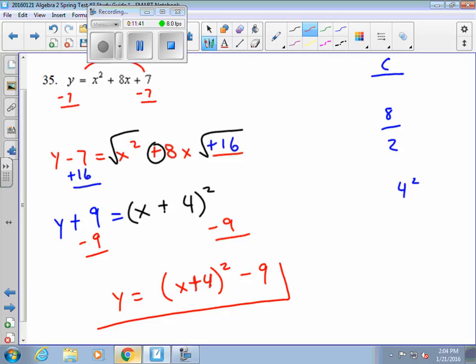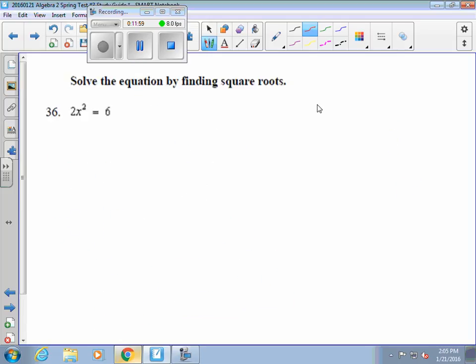This is vertex form. Remember, now you can see what the vertex is. It is the opposite of what it says with x. It says x plus 4, so your x value would be -4, and it's exactly what it says outside of the parentheses for y, -9. -4, -9, when you graph this, would be the bottom of the graph, the minimum of it. Solve this one by finding square roots.